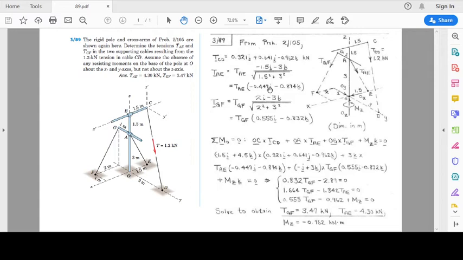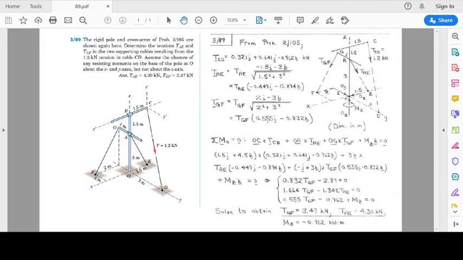So 2i minus 3k, we divide this again by its magnitude to get the unit vector. So this is the unit vector, and we multiply this unit vector with TGF, which is the magnitude of this tensile force. So we get the vector TGF.